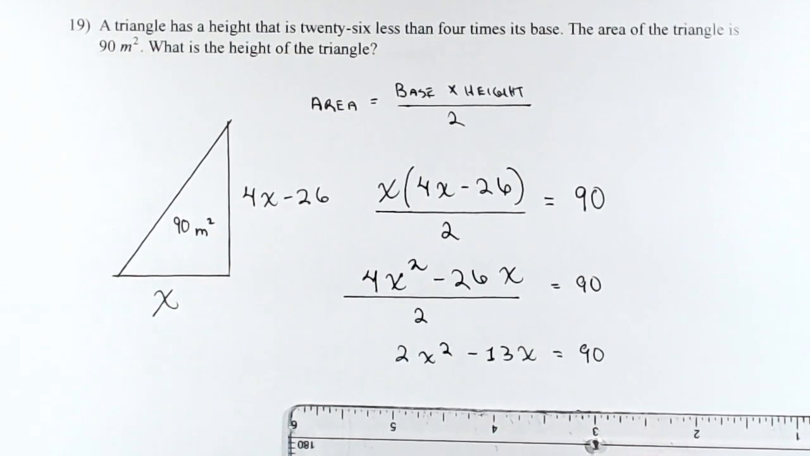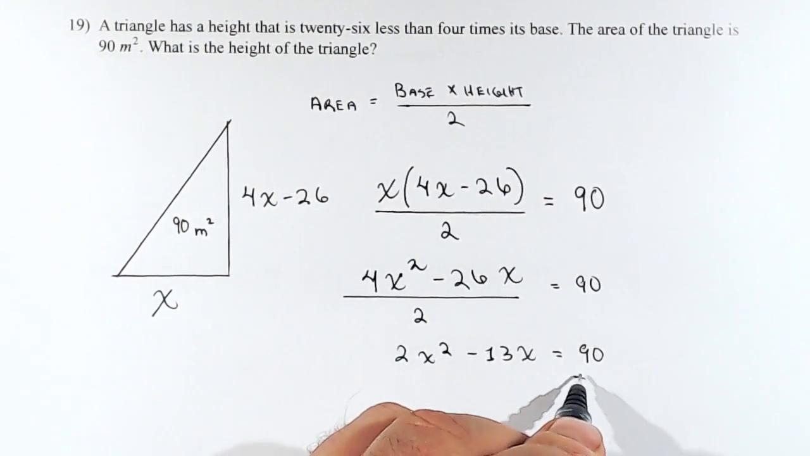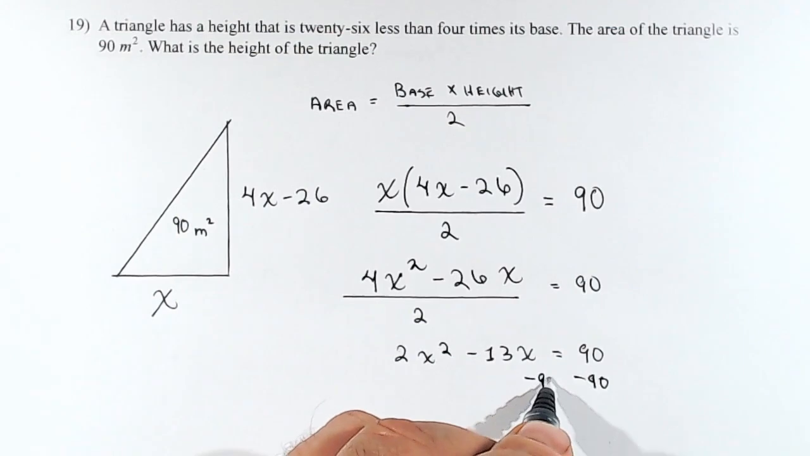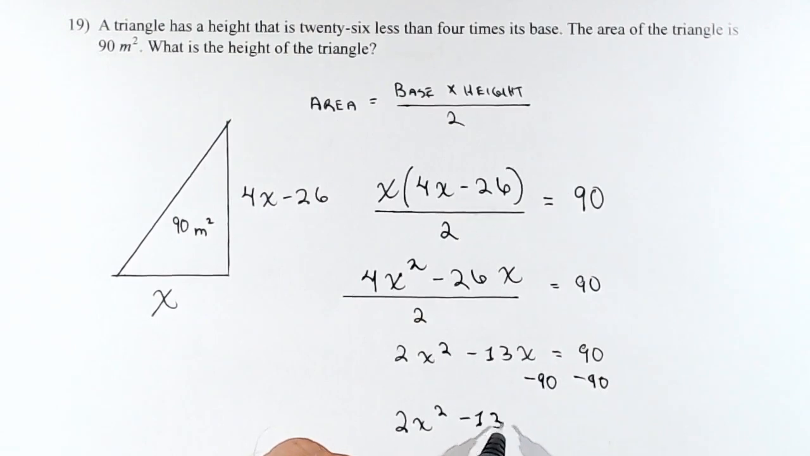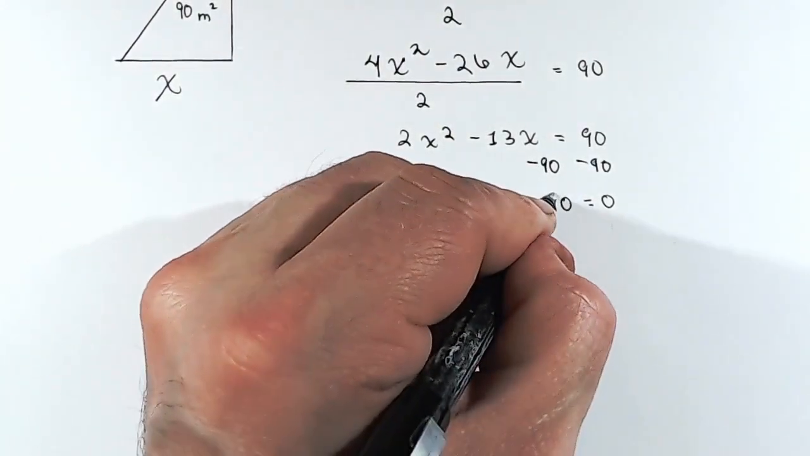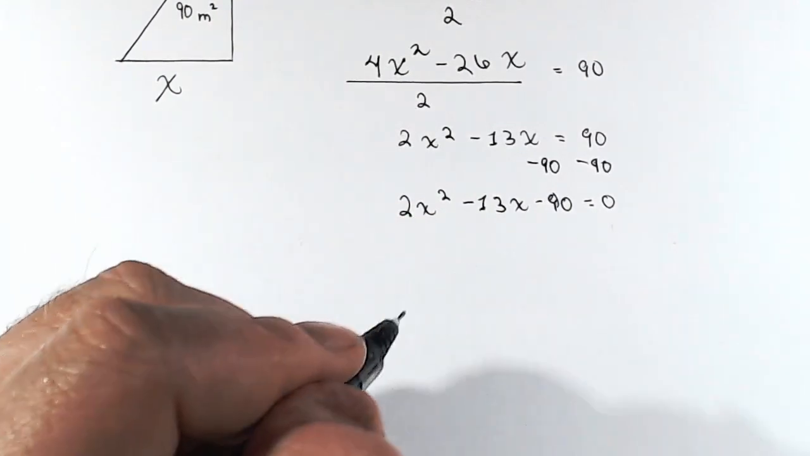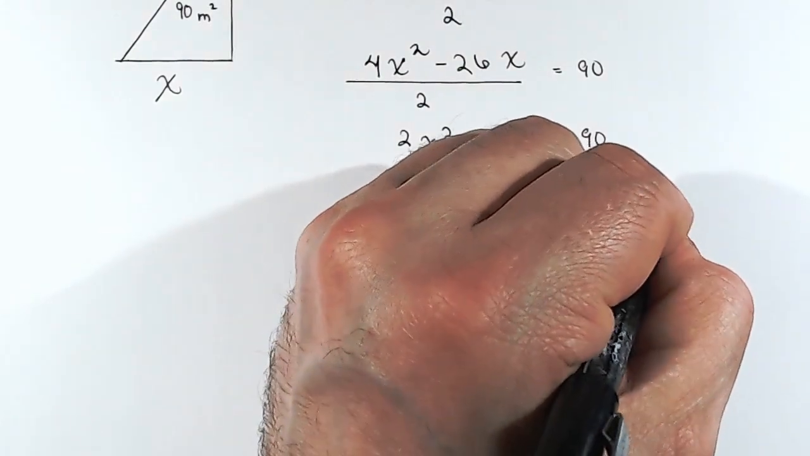Alrighty. So now we will just factor this quadratic. Okay. So we need 2 numbers. Let me move this 90 over. So minus 90 on both sides. I've got 2x squared minus 13x minus 90 equals 0. Okay. So I want to try to factor this. And what we're looking for are 2 numbers that add to be negative 13 and multiply to be negative 90. And I don't know that there are 2 numbers that do that. So I'm going to use the quadratic equation.